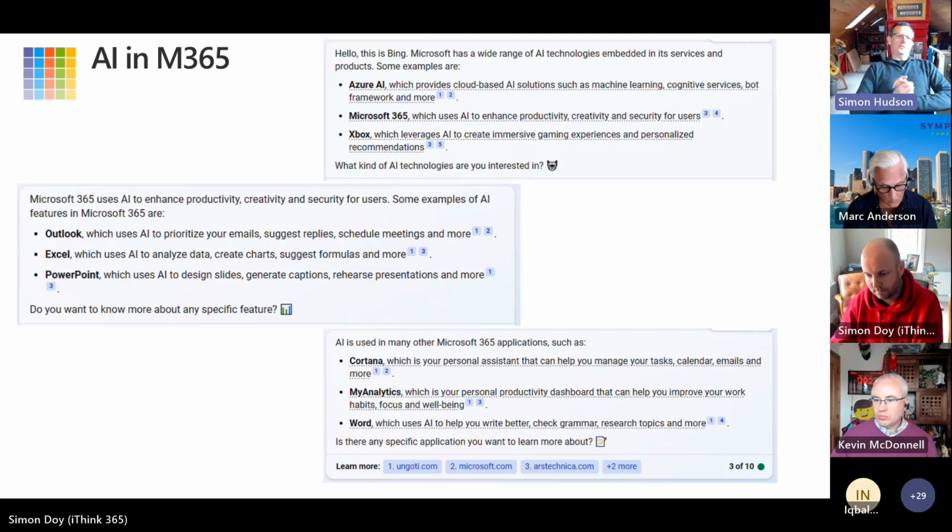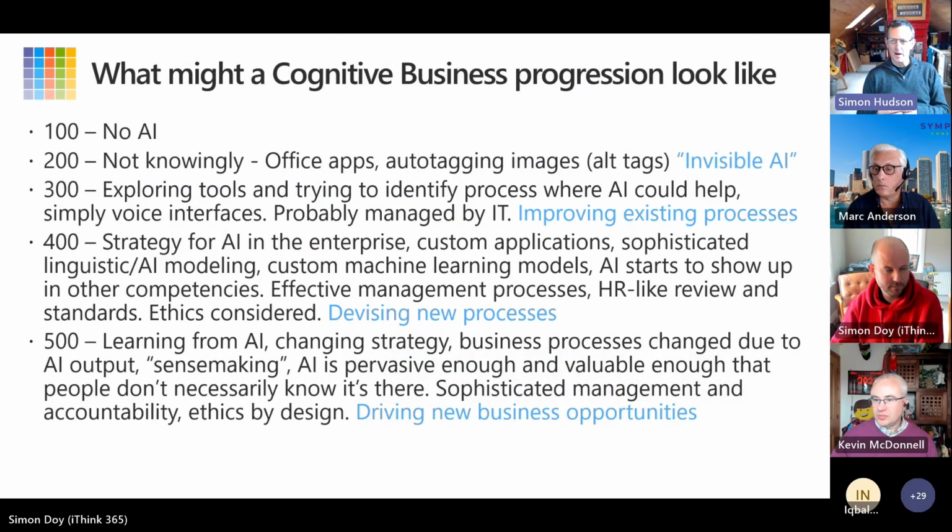Right, so this is like the summary version, if you like, of the brand new competency. Starting at level 100, our view is that level 100 organizations don't know that they're using AI. And it could be because they just aren't using it, which is quite impressive, but they may not be using it, or if they are using it, it's completely invisible to them.